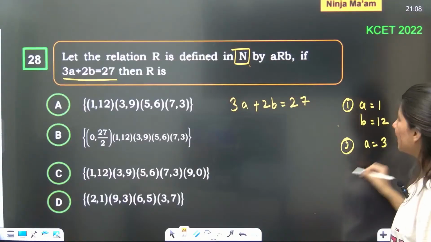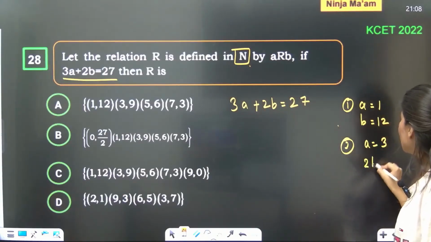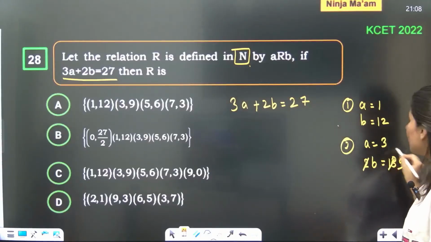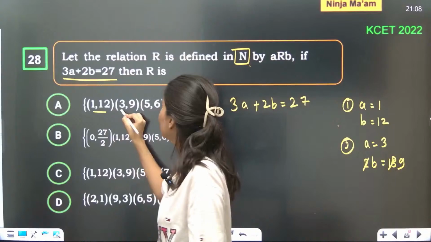So, A will be 3. 3 3s are 9. So 2B is equal to 27 minus 9, which is 18. So B is nothing but 9. So (3, 9). Can you see (1, 12), (3, 9)?